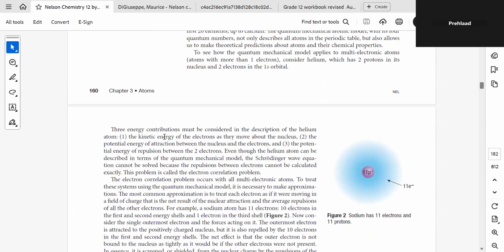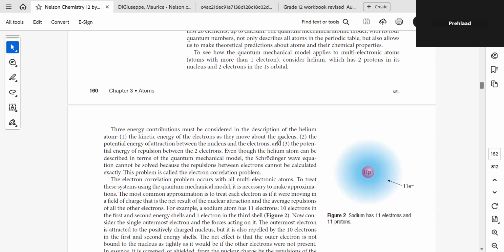So three energy contributions must be considered in the description of the helium atom. First, the kinetic energy of the electrons as they move about the nucleus; second, the potential energy of the attraction between the nucleus and the electrons; and third, the potential energy of the repulsion between the two electrons. Does this make sense? Can you explain it?